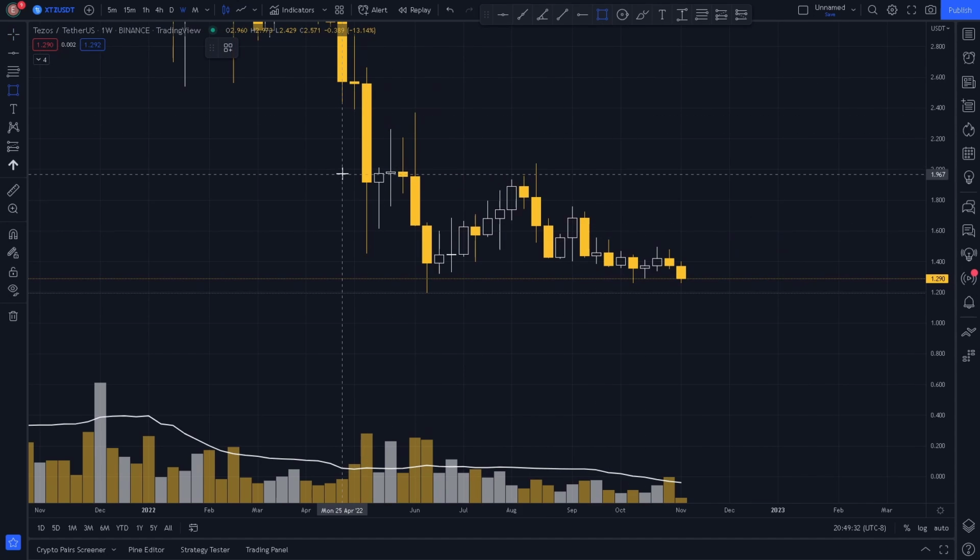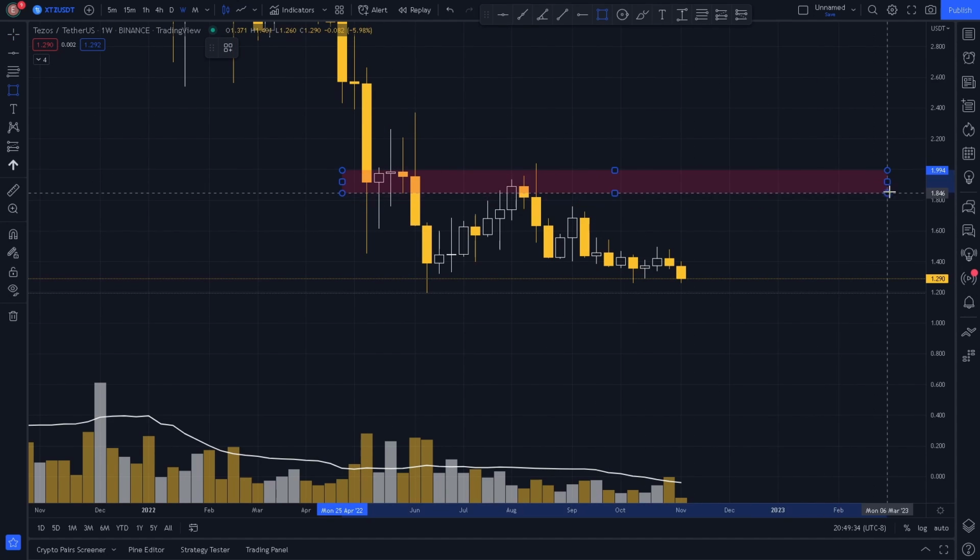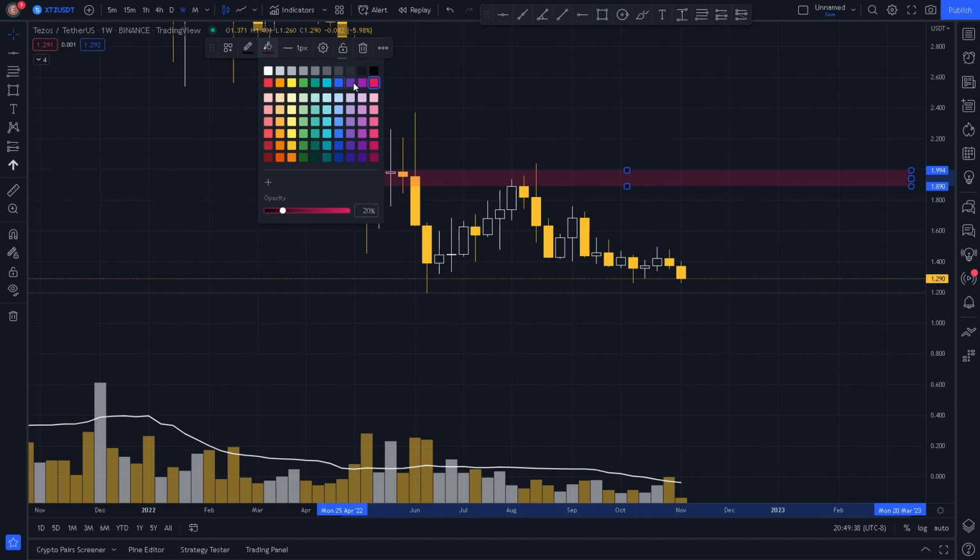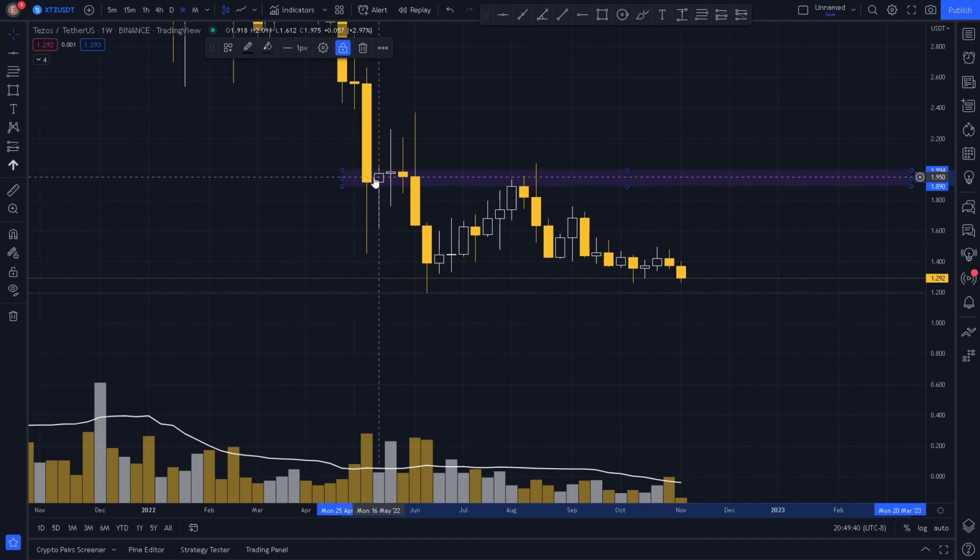Now, we have a key level right here. Price came down, and we've seen a reaction to the level before breaking through. As price came back up, we've seen another reaction to the same level, reversing drastically.